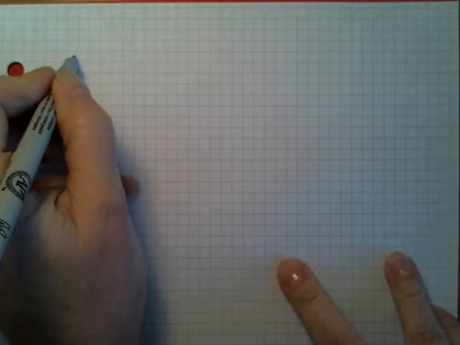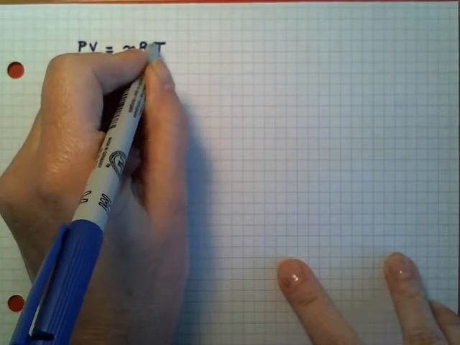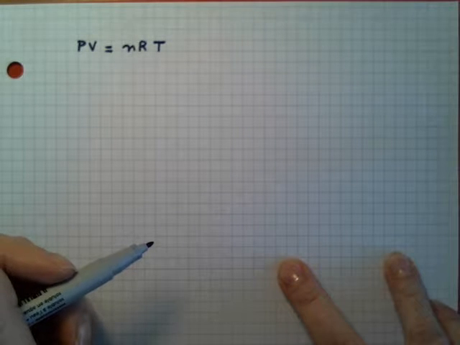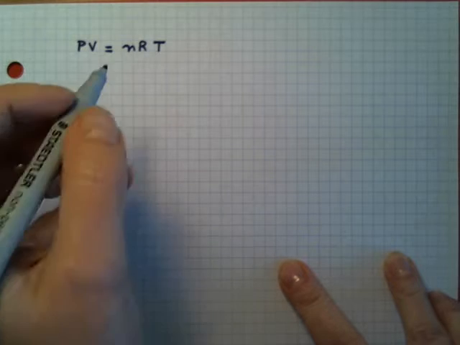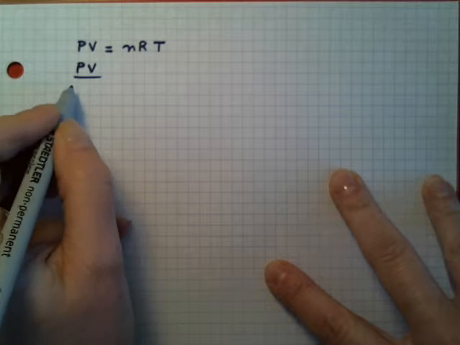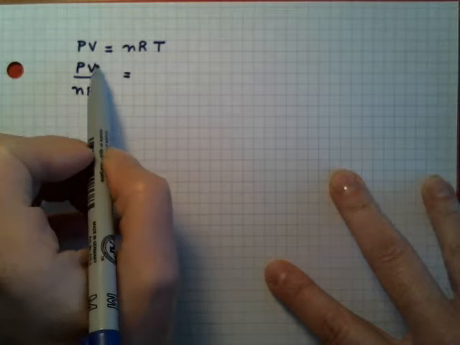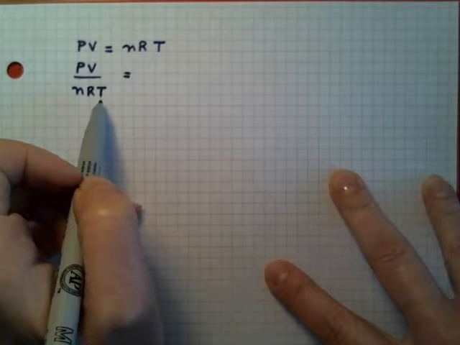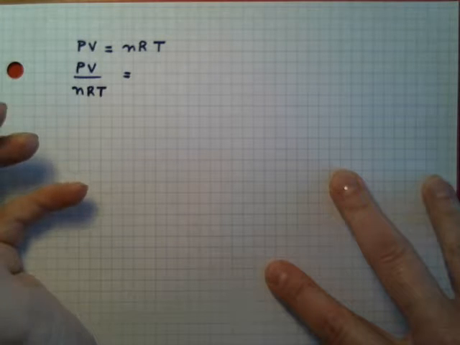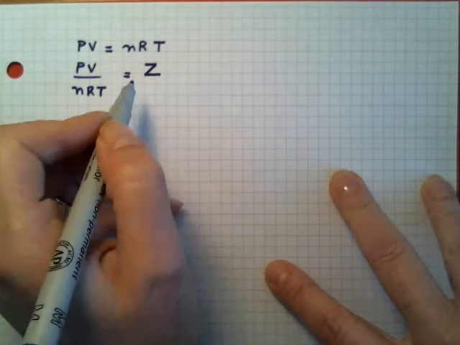We have for a perfect gas the ideal gas equation of state, which we know very well by now. PV is equal to nRT. And instead of writing it in this fashion, I want to change it a little bit and write it as PV over nRT. And of course, if I take everything over here and put it on the left side, what am I left with? It should equal 1 for a perfect gas. But instead of writing 1, I'm going to write Z.